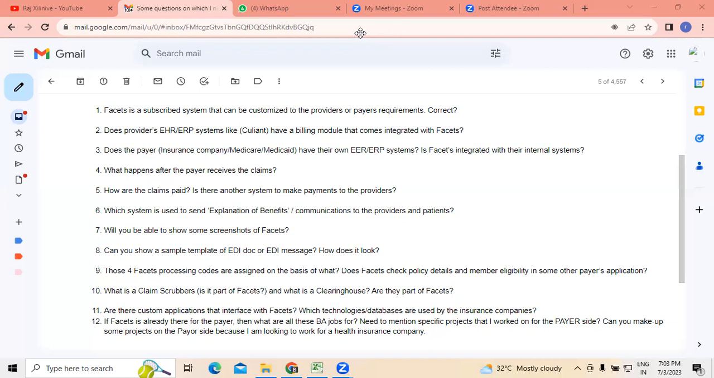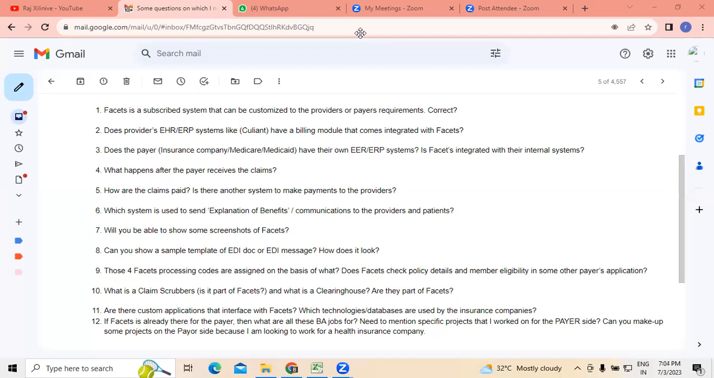So what the payer does once they receive claims is they do the claim adjudication. Based on that, whatever is necessary to be paid, that will be paid back. That's what they generally do.